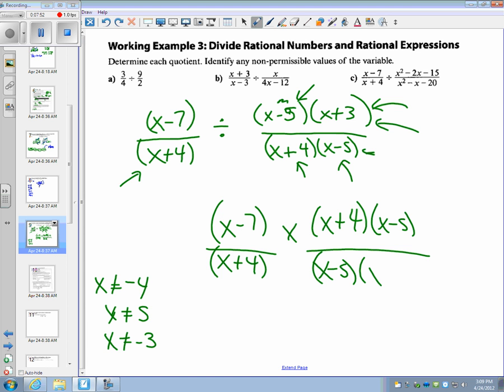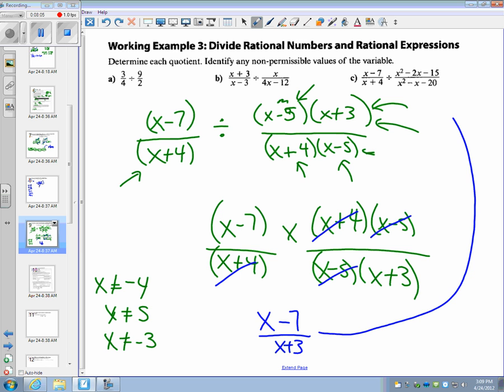And now I'm going to cancel out common factors. X minus 5, x plus 4. So simplified, this is just simplified to x minus 7 over x plus 3, which I think you will agree is a whole lot simpler than that. But don't forget, there's these non-permissible values. It simplifies to that, but these things are not allowed. X cannot be those things.